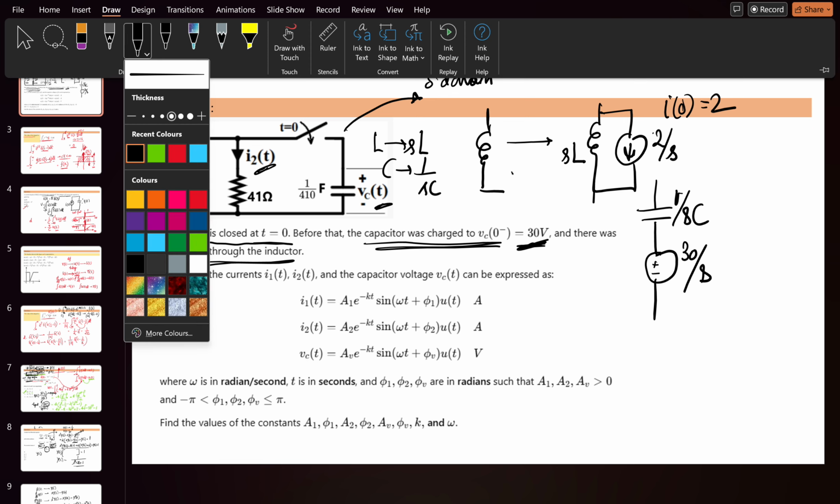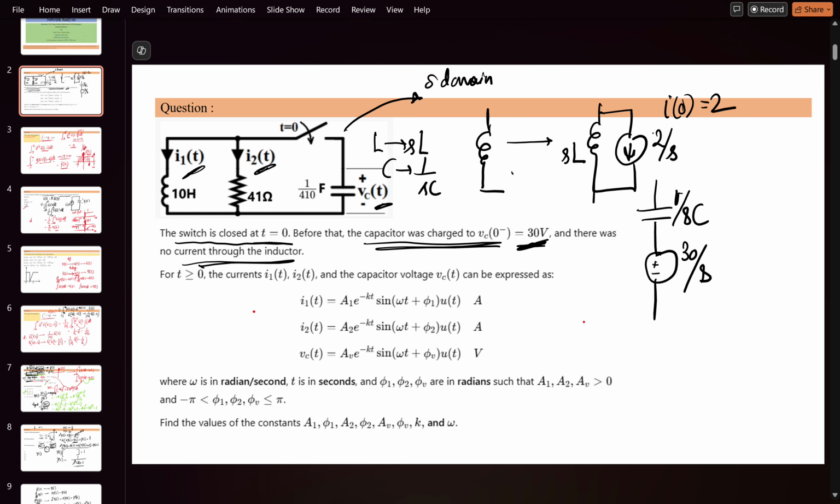So let me give you the exact circuit of how it will look. It will look something like this. No initial current, it means this will be the SL, 10S. Second, there will be no conversion in the resistor. So the switch will be something like this. Here the voltage source will come, that is 30 by S, and one capacitor. Capacitor will be 1 upon SC.